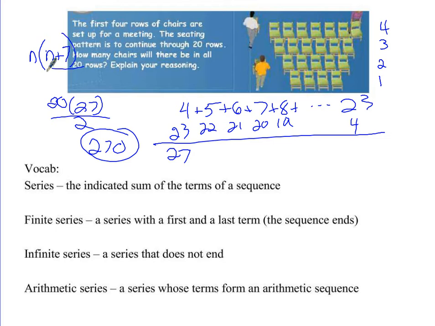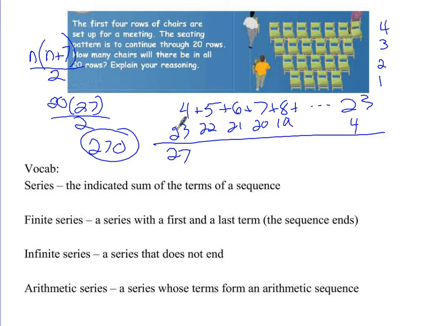7 over 2. So now I have a rule for this particular situation right here. This rule does not work for every situation, but it works for this situation. So now if I wanted 68 rows, I could put 68 here, and then do that math and find out how many chairs there's going to be. So that's what this procedure right here allows us to do.